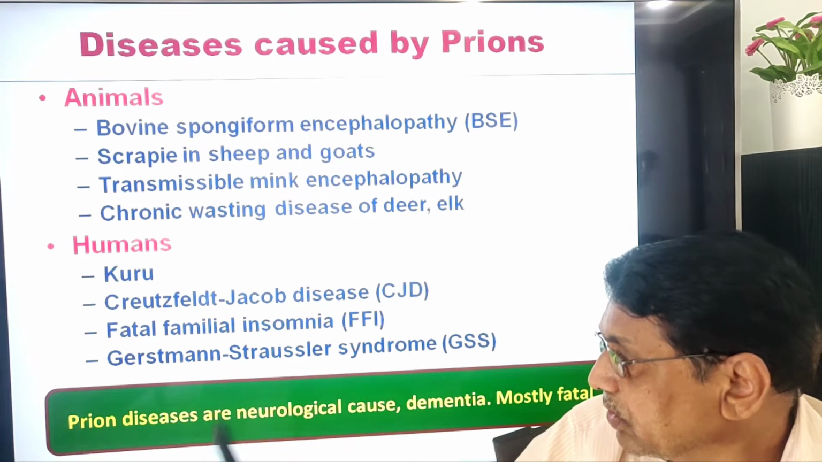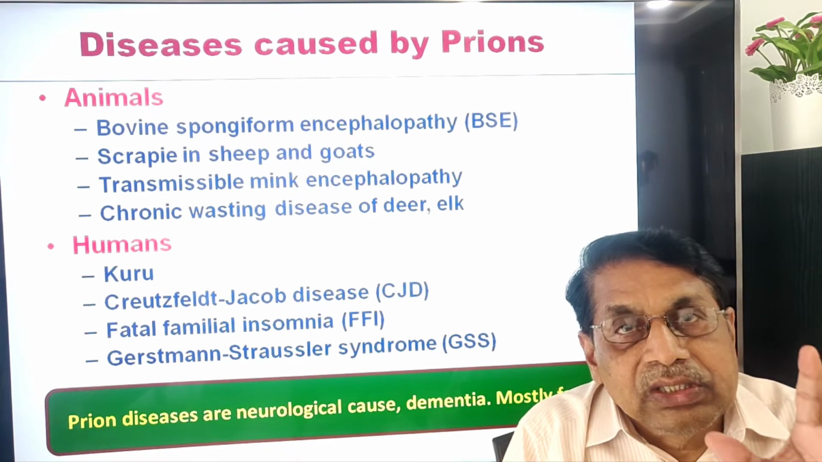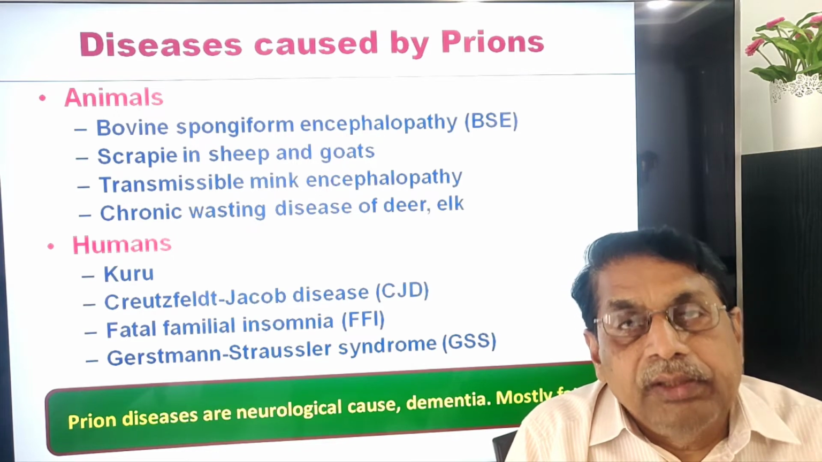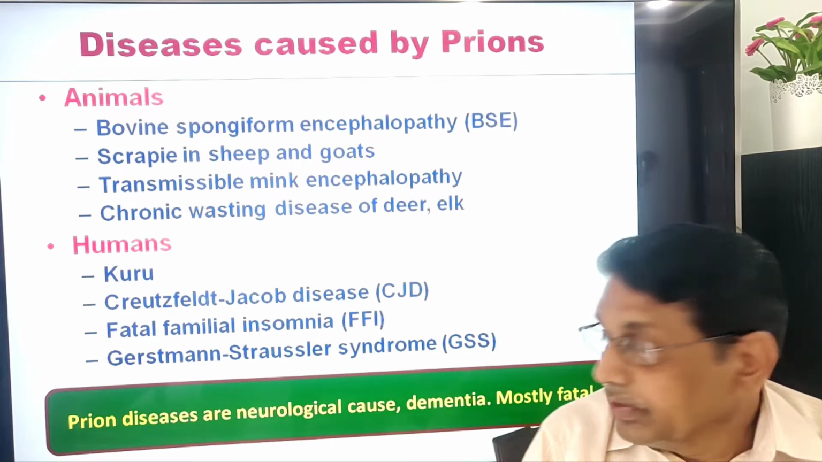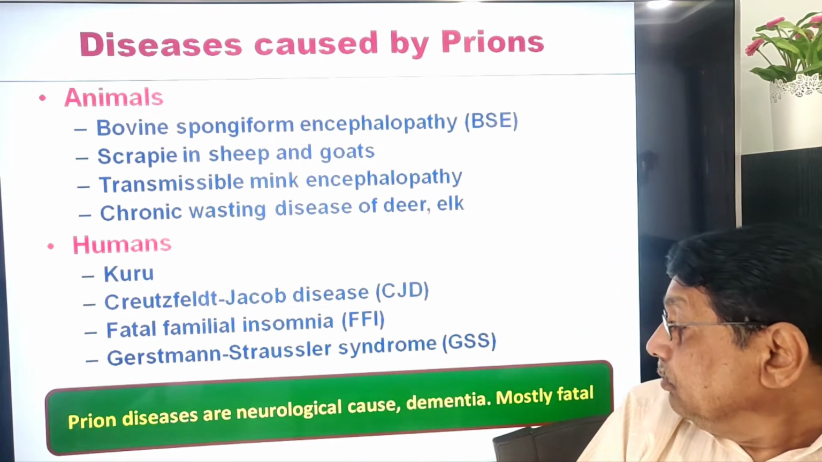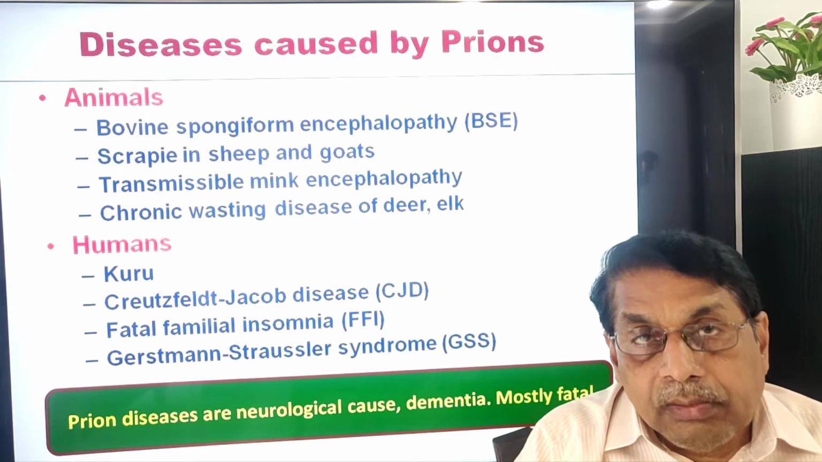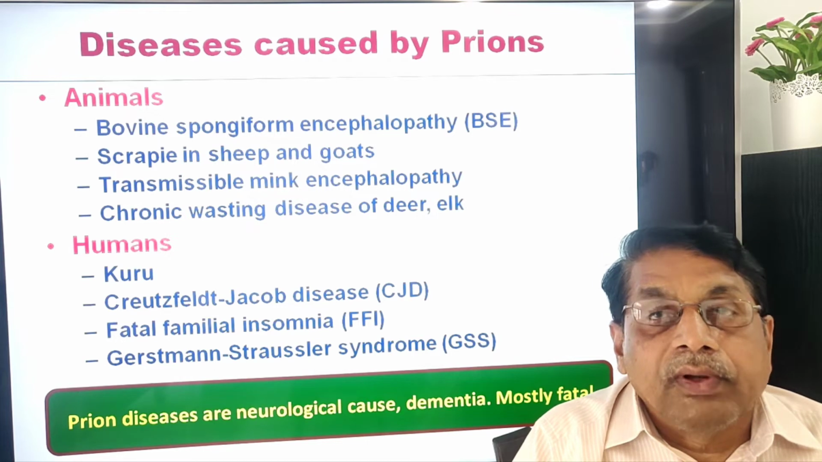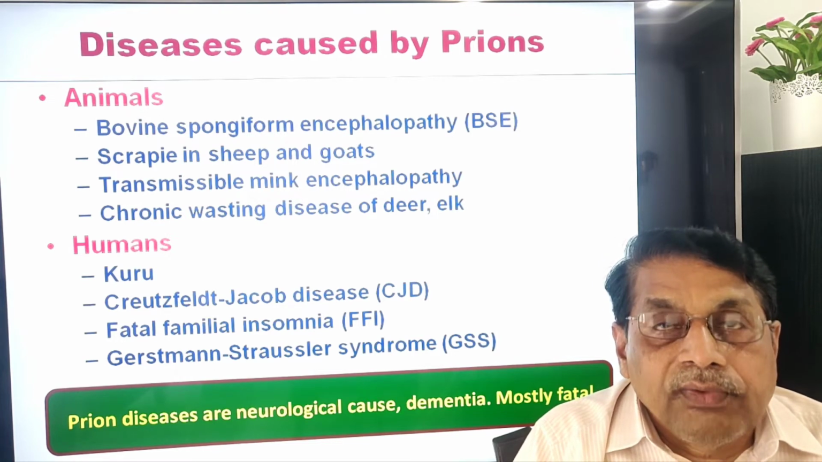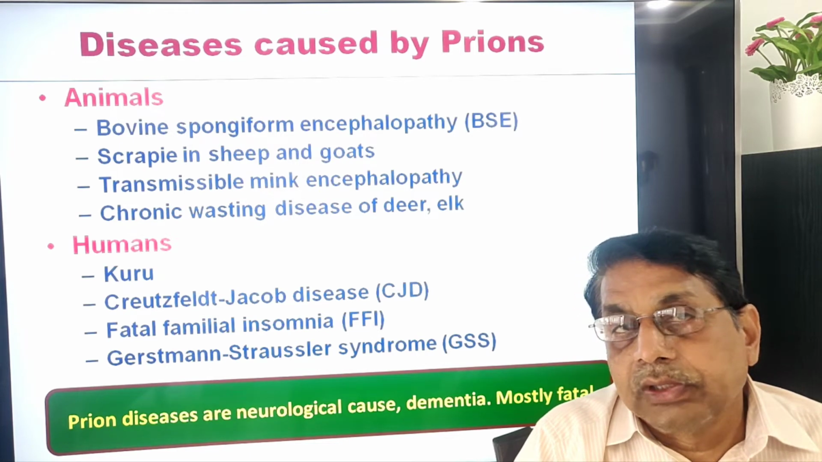Prion diseases are neurological. They mainly affect the nervous system, the brain. Neurological disorders result. Dementia, damage to the brain. Then often fatal. The infected people usually, after some time, die. There is no treatment.